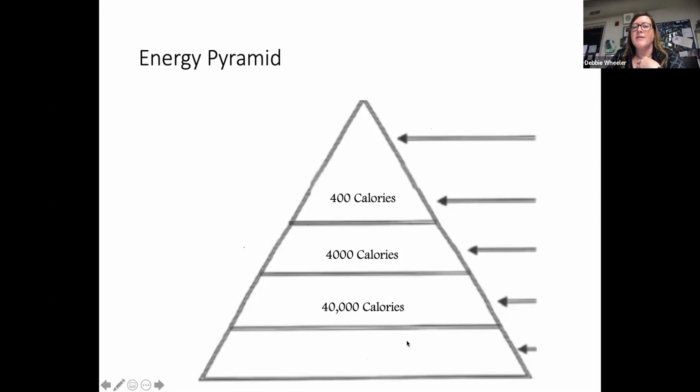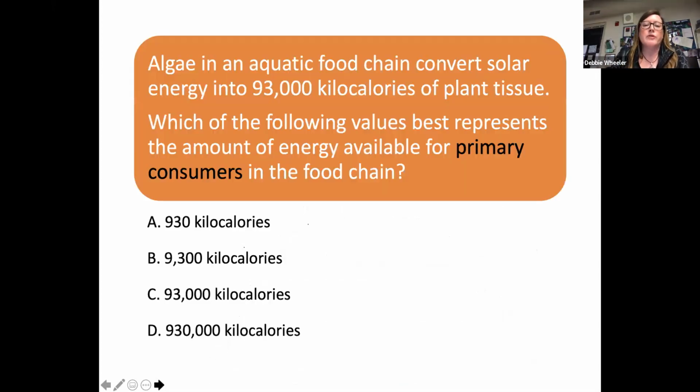What's the base of our energy pyramid? Producers or autotrophs. Oh, nice vocabulary words. Yeah, so there should be 400,000 calories available. So that's some fairly simple energy pyramid completion we should be able to do. Practice just a little bit more.